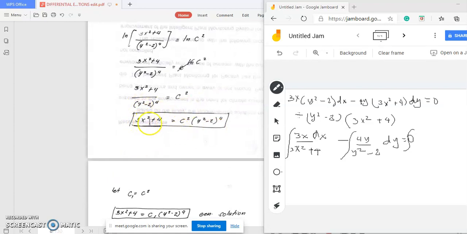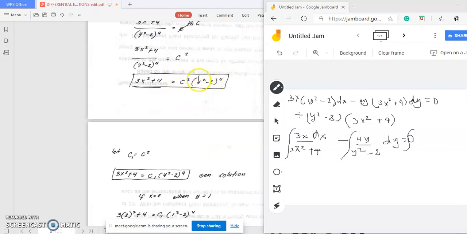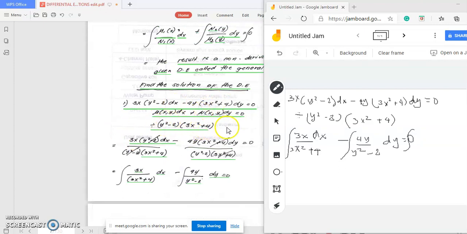You will get this 3x squared plus 4 equals c squared, times y squared minus 2 raised to the power of 4. So, you can have this one as your general solution, but most general solutions don't have this squared. You could have that one, because this is already c. We could let c sub 1 be equal to c squared. So, from that c squared, just substitute. Copy 3x squared plus 4 equals c sub 1, which is your c squared, times y squared minus 2 raised to the power 4. Now, this is your general solution. If you look again at my given, I didn't write any particular solution question.